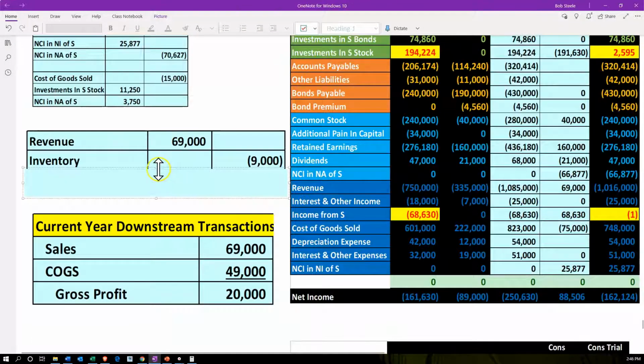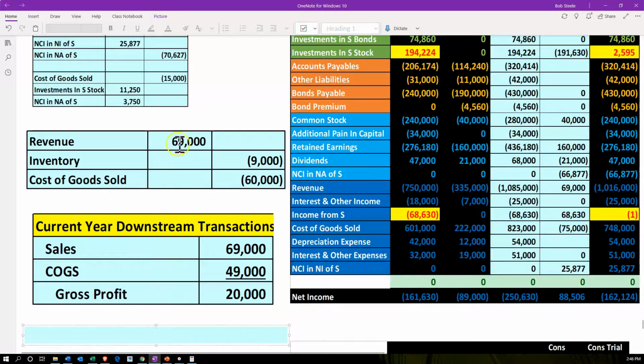And then lastly, we're going to have the cost of goods sold being the difference. So the cost of goods sold, $69,000 minus the $9,000, bringing us to that $60,000. So this is going to be included in the revenue.